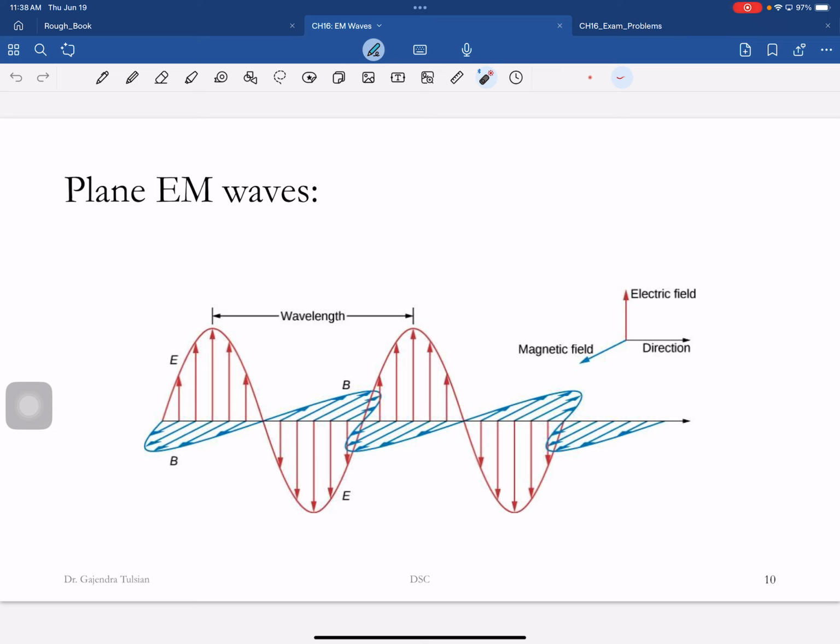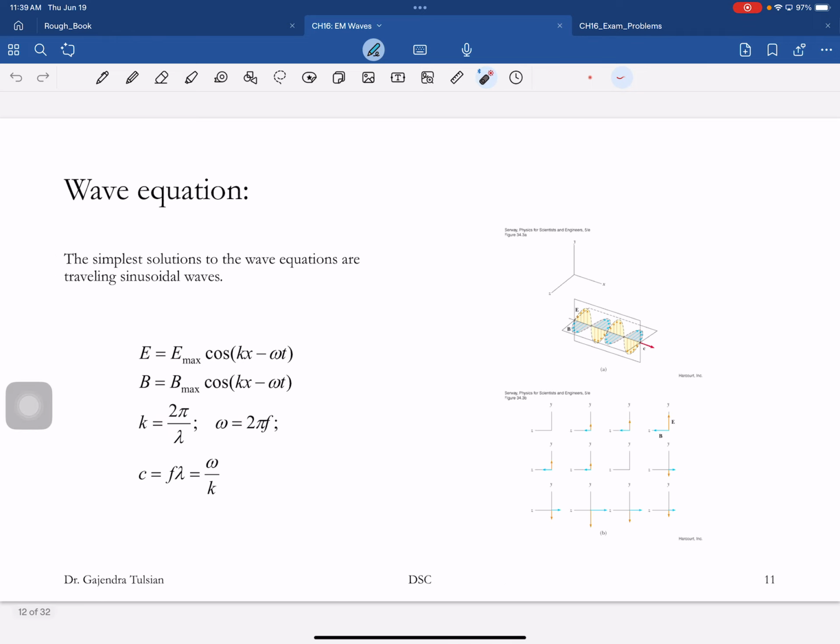Okay. So this is what is called a plane polarized wave. The electric field oscillates like that in the direction of your thumb. The magnetic field oscillates in the direction of your index finger. And the middle finger points in the direction of travel of the wave. All right. So what are examples of electromagnetic waves? Radio waves, X-rays, gamma rays, microwaves, visible light, and UV light.